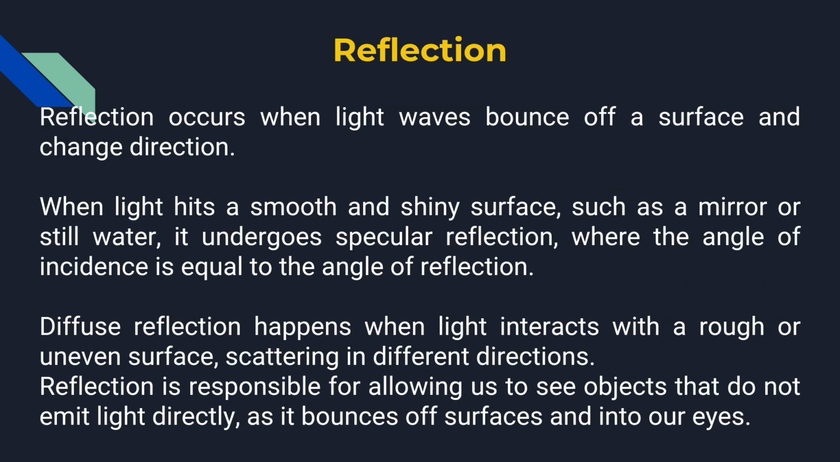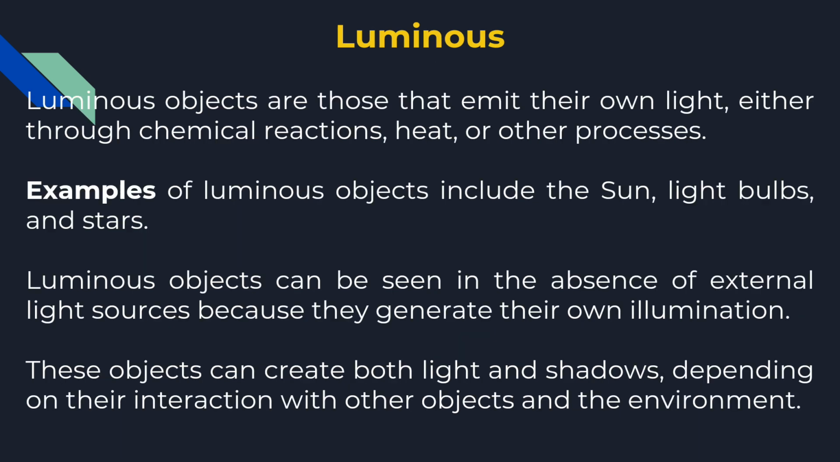Reflection. Reflection occurs when light waves bounce off a surface and change direction. When light hits a smooth and shiny surface, such as a mirror or still water, it undergoes specular reflection, where the angle of incidence is equal to the angle of reflection. Diffuse reflection happens when light interacts with a rough or uneven surface, scattering in different directions. Reflection is responsible for allowing us to see objects that do not emit light directly, as it bounces off surfaces and into our eyes.